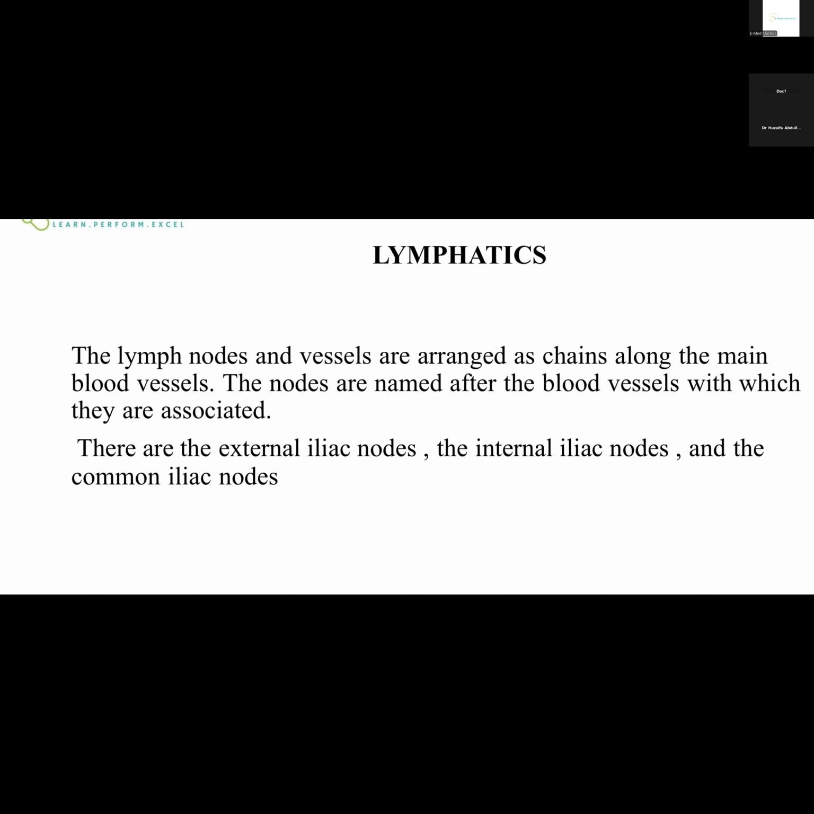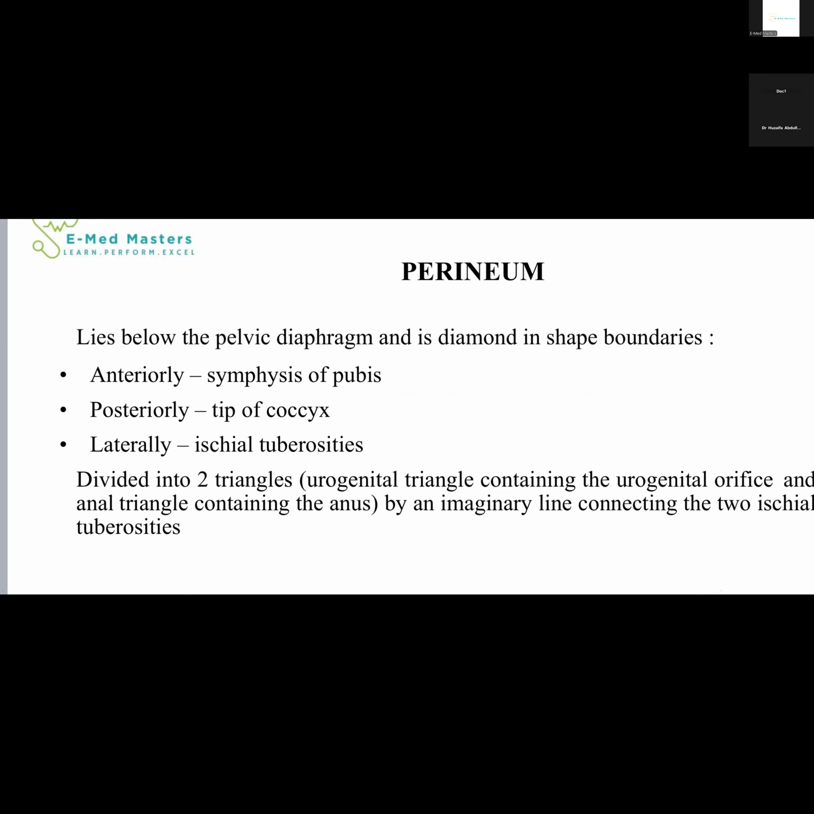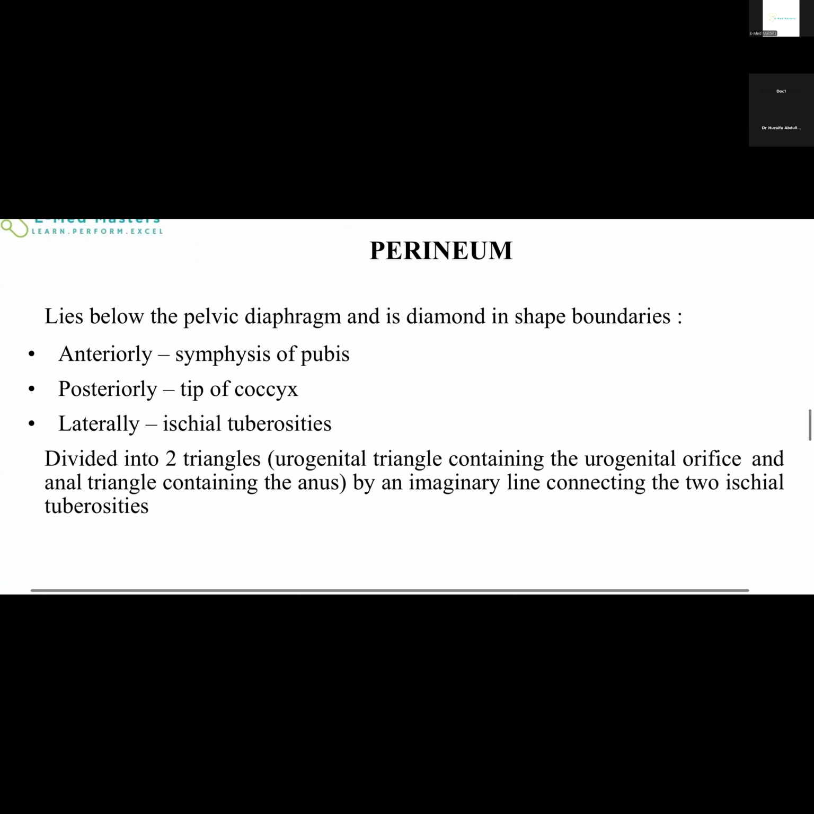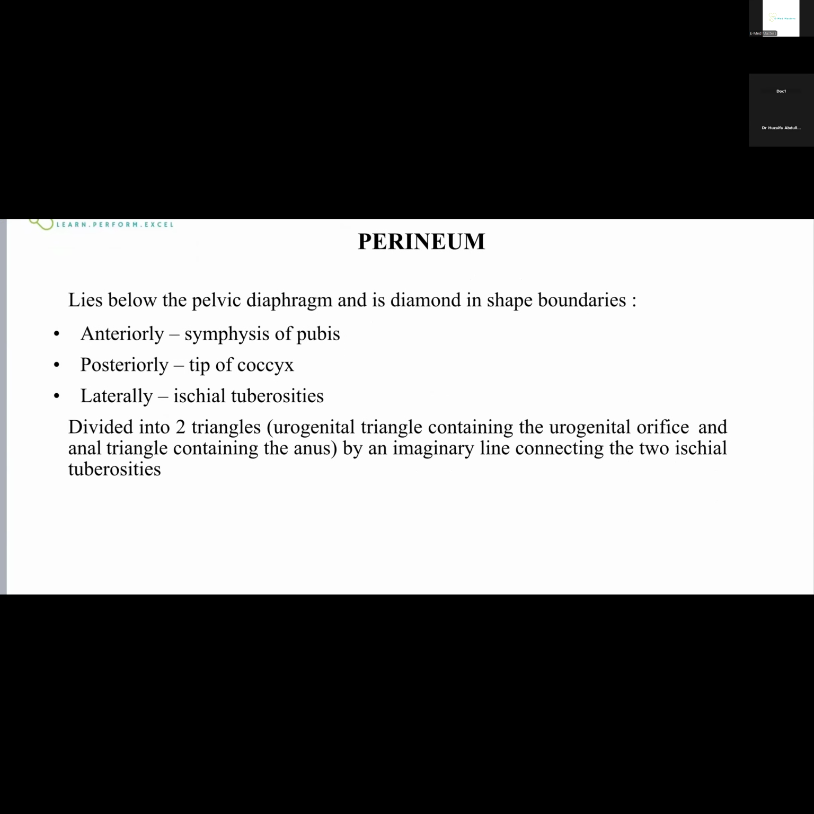What is the perineum? The perineum lies below the pelvic diaphragm, and it is shaped like a diamond. It has boundaries, just like the pelvis. Anteriorly, it is marked by the pubic symphysis, posteriorly by the tip of the coccyx, and laterally by the ischial tuberosities. The perineum is divided into 2 triangles by an imaginary line connecting the 2 ischial tuberosities. Anteriorly, the urogenital triangle contains the urogenital orifice, and posteriorly the anal triangle contains the anus or anal canal.